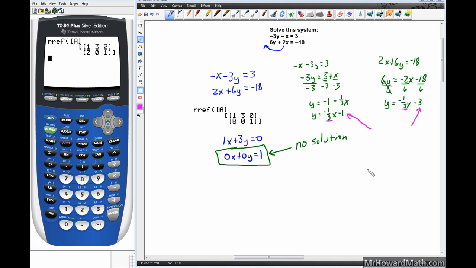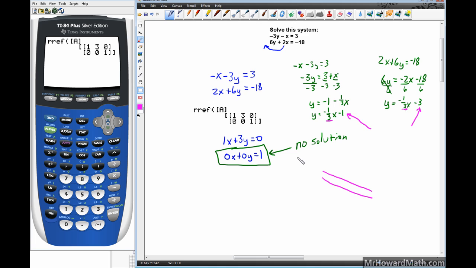Okay? That's very, very important for you to understand. Same slopes, different y-intercepts. The lines are going to look something like this on a coordinate plane: -1/3 slope going through the y-intercept of -1, and then -1/3 slope going through the y-intercept of -3. So we have proven that this is no solution.